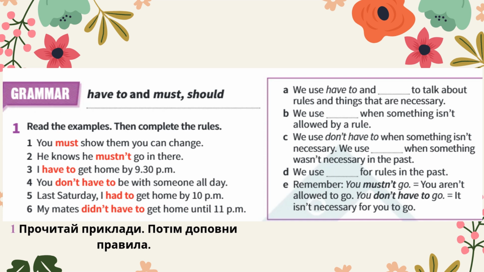I have to get home by 9:30 p.m. You don't have to be with someone all day. Last Saturday, I had to get home by 10 p.m. My mates didn't have to get home until 11 p.m. Think for a minute and fill in the forms of the verbs must and have to. Then pause the video. You have 3 minutes.